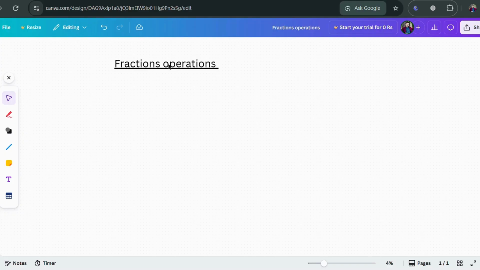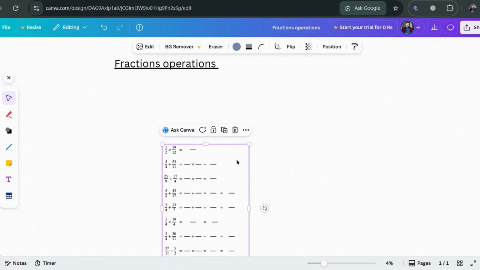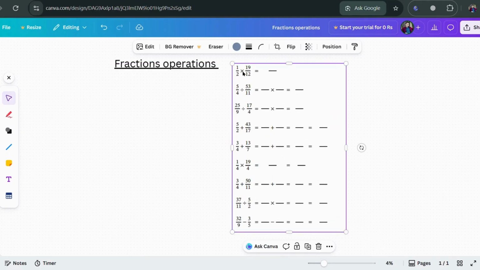In today's class we'll be discussing 4 different operations of fractions. Let me upload a worksheet over here real quick. So here's a worksheet. We have a few questions available. It involves multiplication, division, addition, and a question of subtraction. So we have all 4 operations available over here.